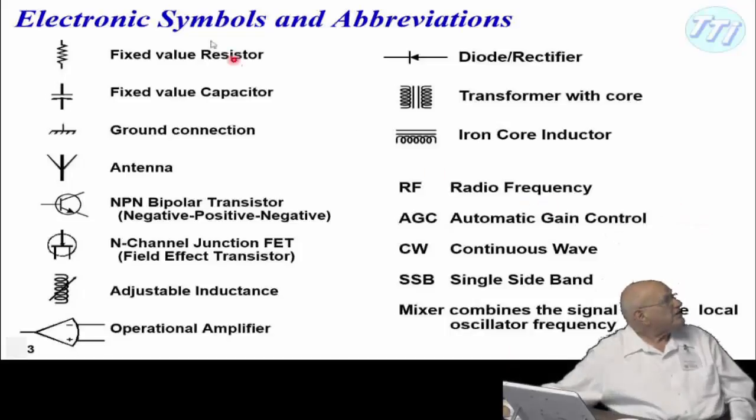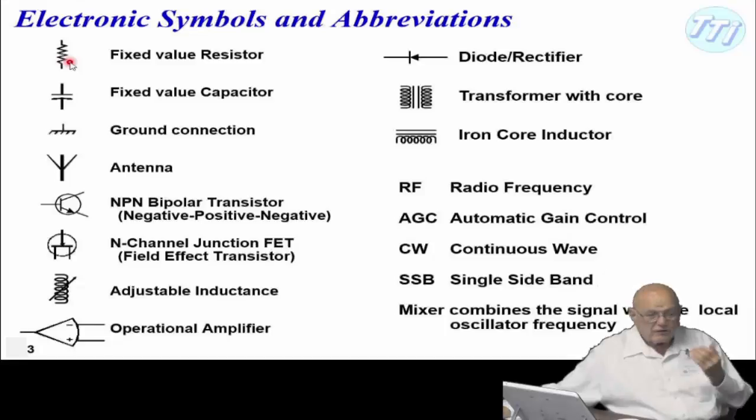Up here is the fixed value resistor. See, it's just basically a squiggly thing. So you can tell by looking at that component that it's a resistor. A resistor is going to resist the current flow.